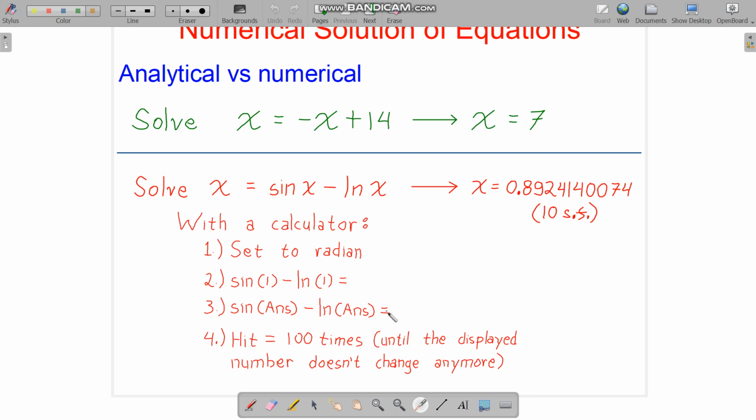Hit the equal sign, and then you get the second approximation, and you can hit the equal sign 100 times. This is an exaggeration. You can just keep pressing until the displayed number doesn't change anymore, and you will get this value. So this is correct to 10 significant figures. So this section is all about finding this kind of approximation of an equation that cannot be solved using the usual analytical method.